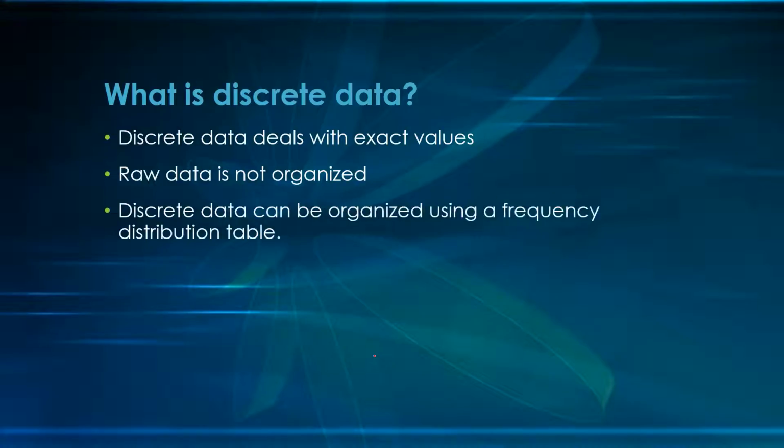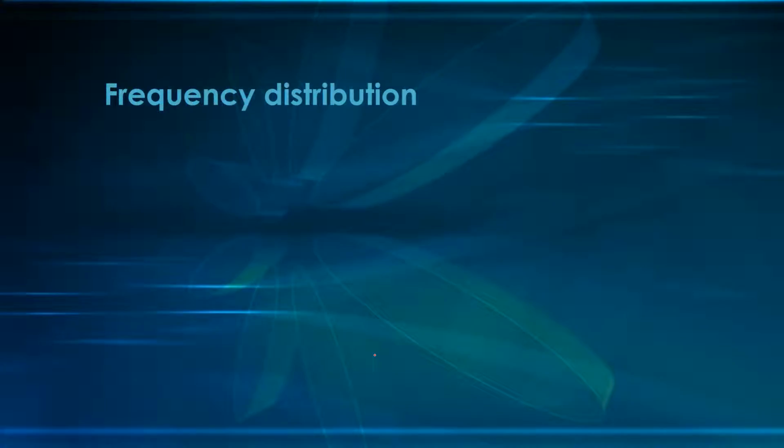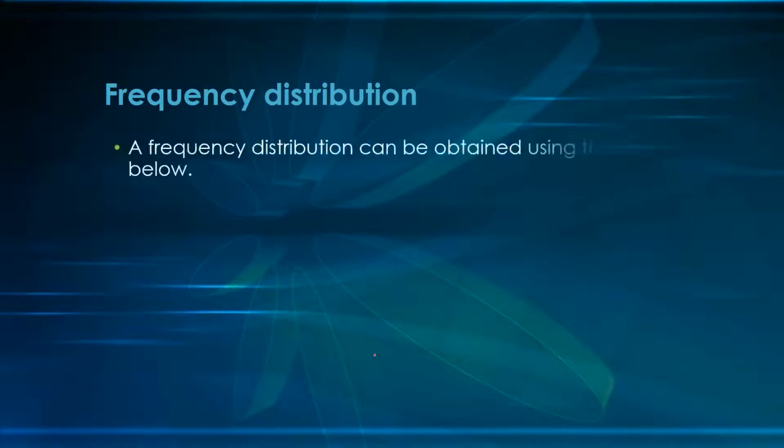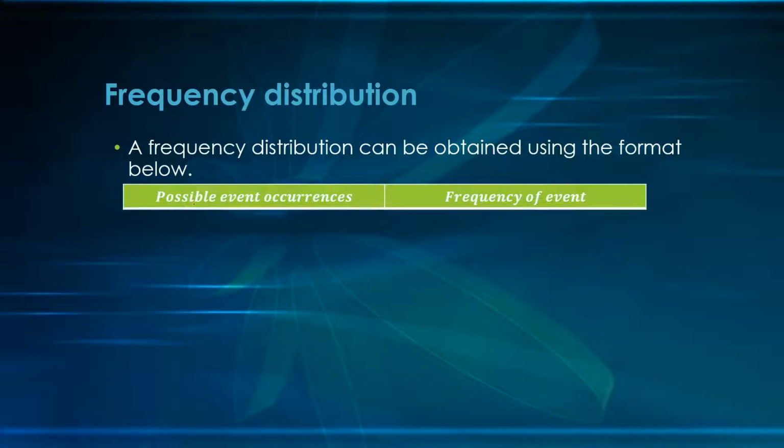You can then take this raw data and convert it into a frequency distribution table so that you'd be able to analyze the information better. To create a frequency distribution table, we have to remember to follow the following format. We have to put a possible event occurrences column and an event frequency column.